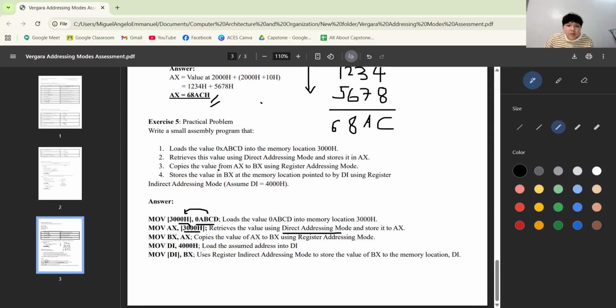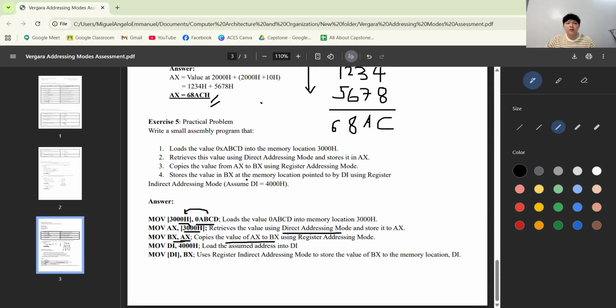Next, copies the value from AX to BX using register addressing mode. So we have to copy the value of AX to BX. And therefore, we come up with an answer MOV BX, AX. So the value of AX will be copied to BX.